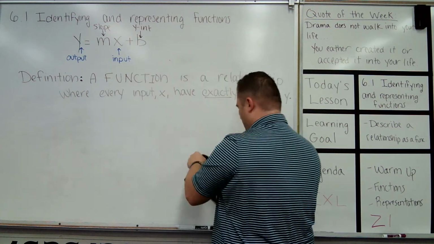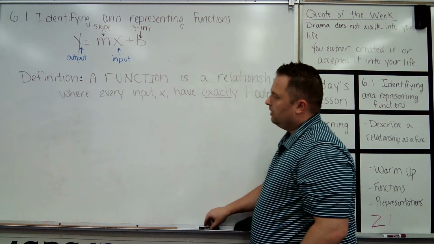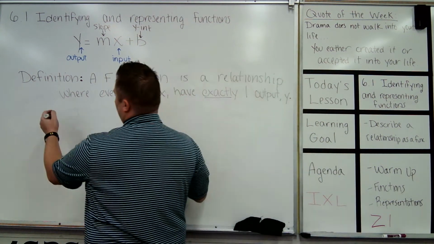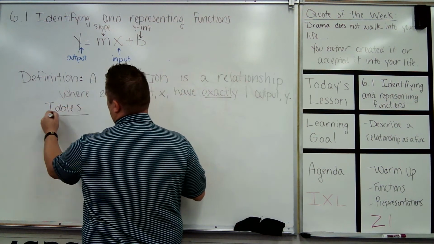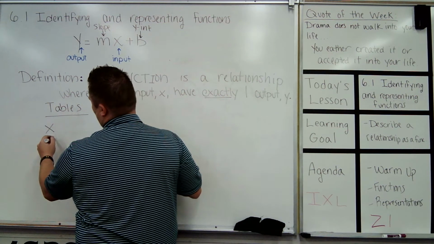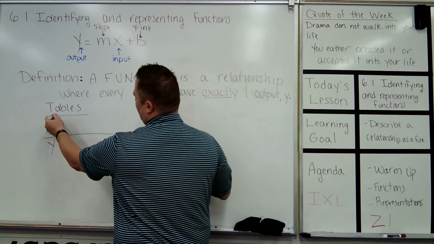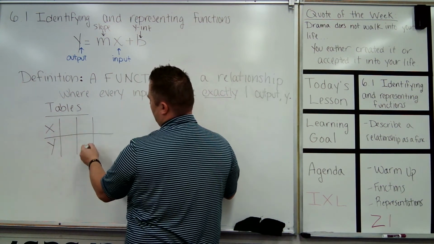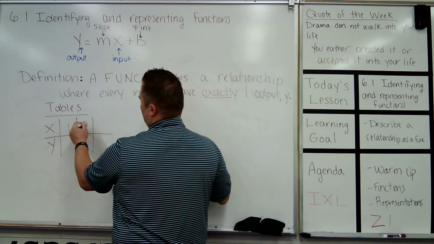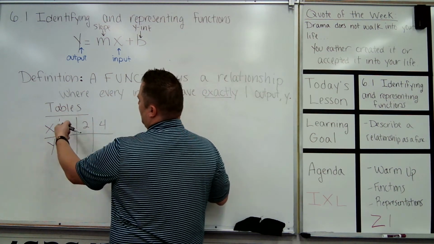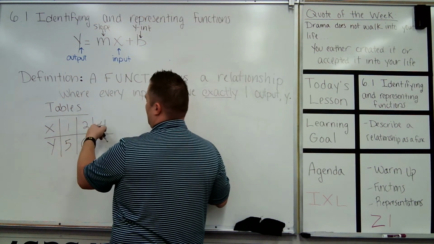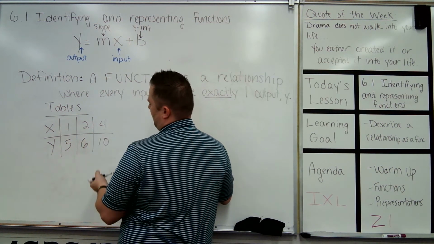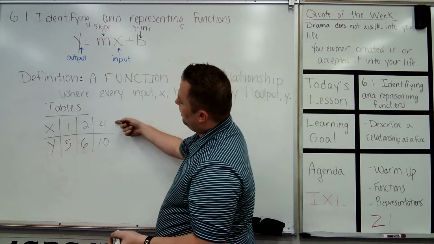When we're talking about ordered pairs and tables. So for example, let's take tables. We have an X and a Y, and then we have some values in our table: 1, 2, and 4. It means when I put in a 1, maybe a 5 came out. When I put in a 2, maybe a 6 came out. When I put in a 4, maybe a 10 came out. This is an example of a function.